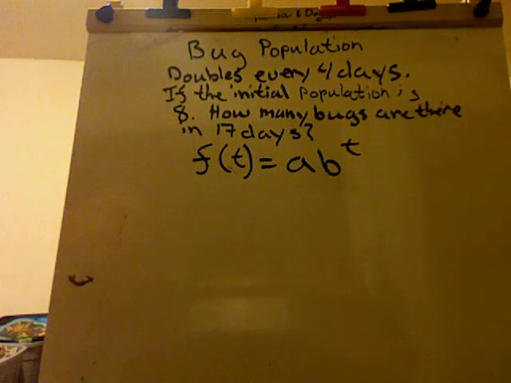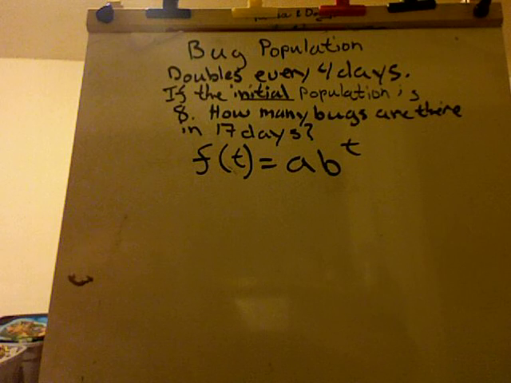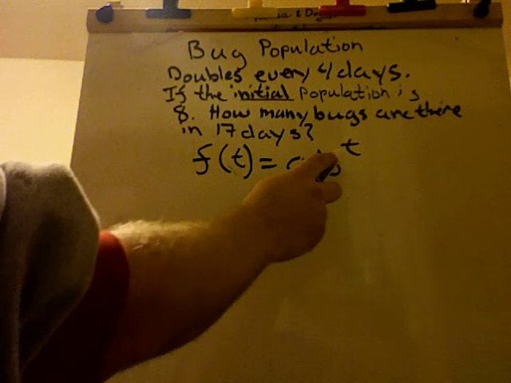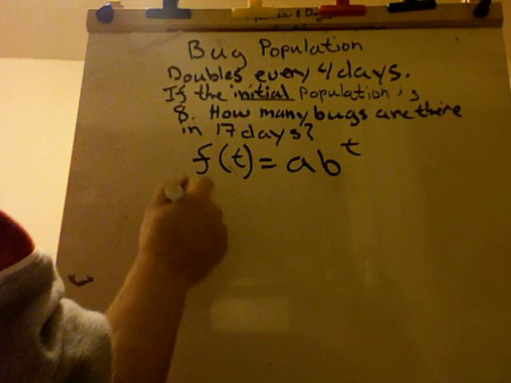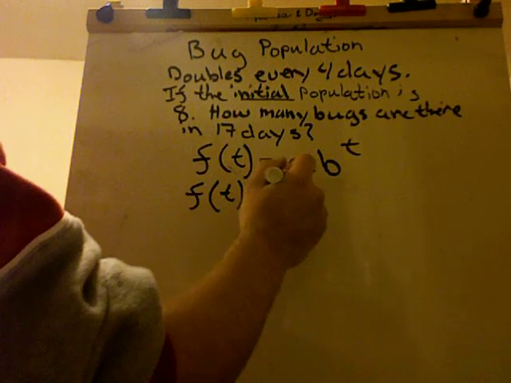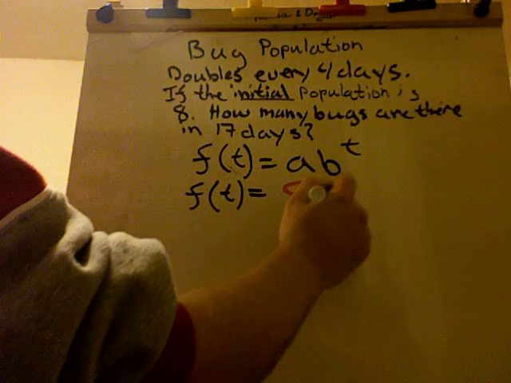Well, what's happening? It says that our initial population is an 8. So what does that mean? That means our y-intercept is an 8, right? So initially our time is 0. So we plug a 0 in for time. We're going to have b to the 0, which is a 1. And what we're left with is going to be an 8. So I'm going to go ahead and plug that 8 in now. Okay, b to the t.